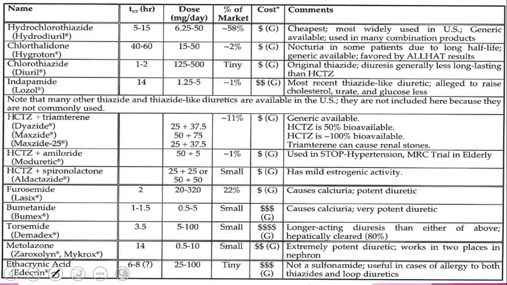Something just kind of comparing some of these. I think the main thing to take out of here is probably this comments section, and also understanding that chlorthalidone just lasts forever, like 40 to 60 hours. That's a really, really long time. It can cause nocturia in some patients due to the long half-life, meaning that they have to pee during the nighttime because it lasts so long. Also knowing that hydrochlorothiazide is the very cheapest.